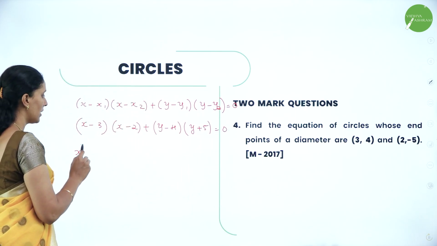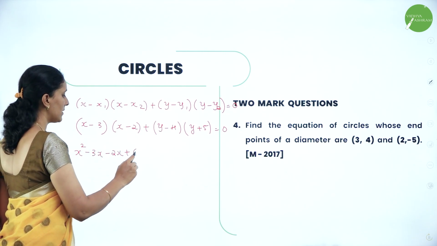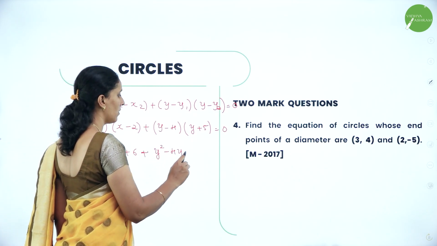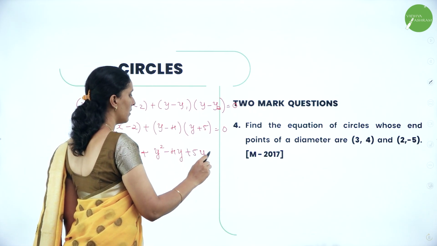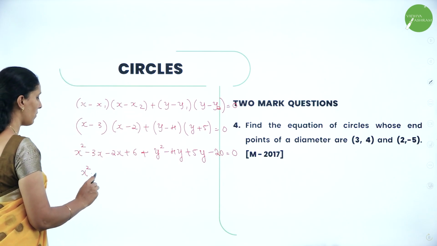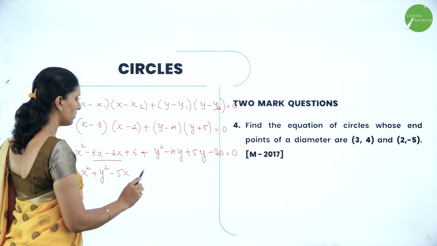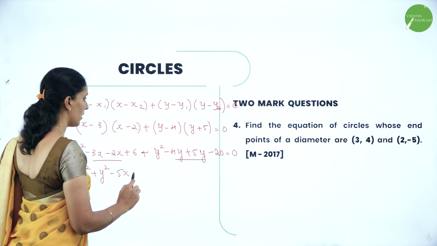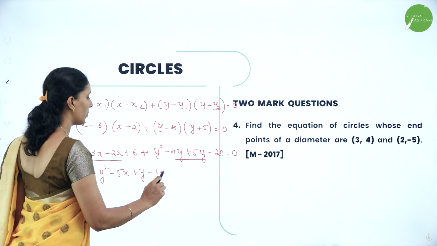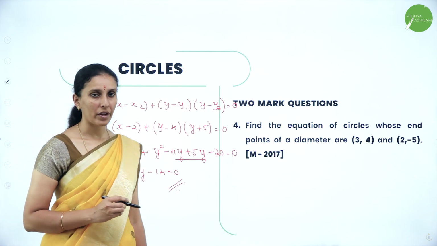So here we get x square minus 3x minus 2x plus 6 plus y square minus 4y plus 5y minus 20 is equal to 0. So we have x square plus y square minus 5x, we will get the sum of these two, and the sum of these two will be plus y. 6 minus 20 we have minus 14 is equal to 0. So this is the equation of the circle required.